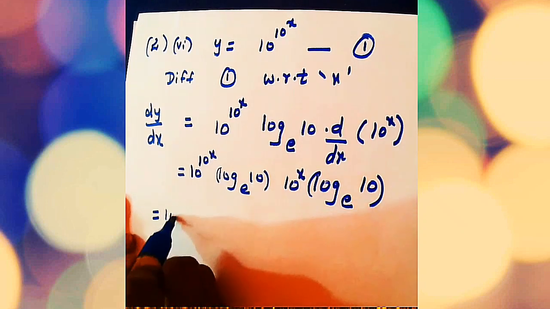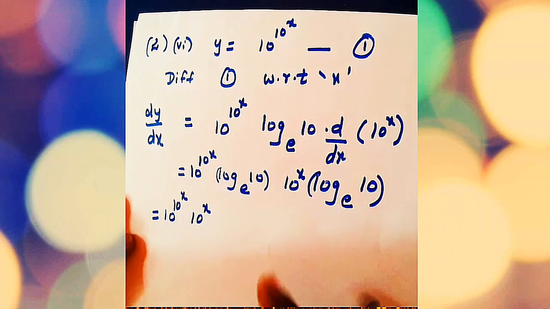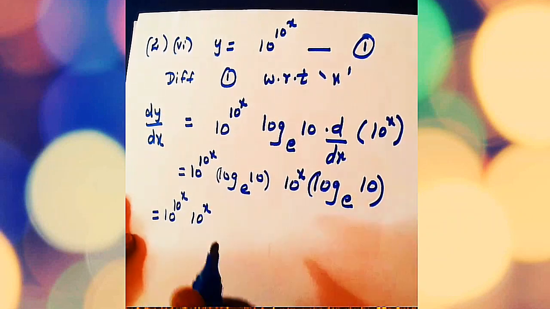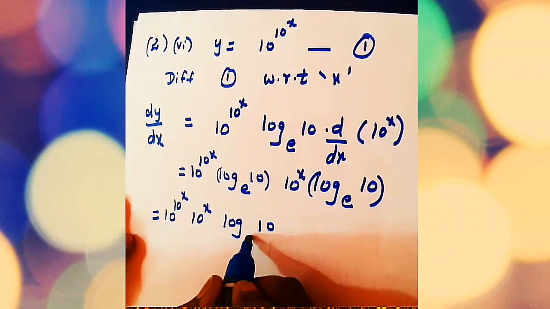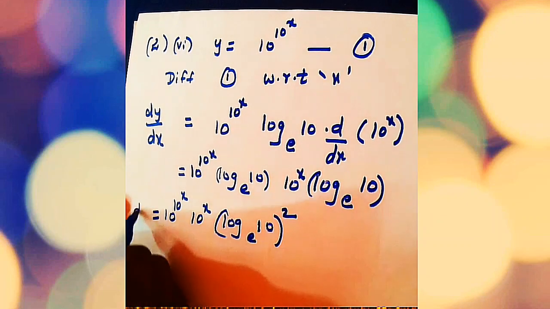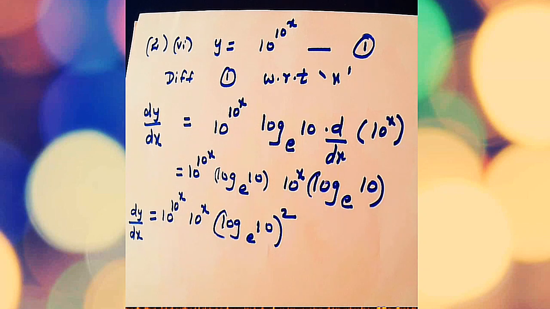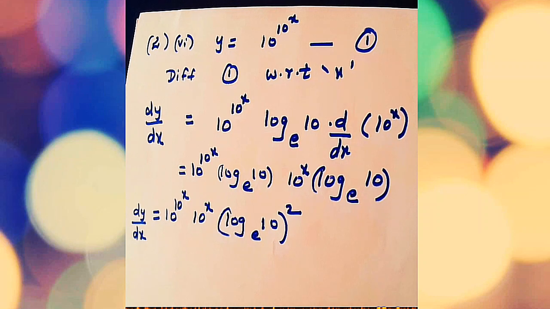Okay, so what we will do, we'll keep 10 to the power 10 to the power x as it is. We'll keep 10 to the power x as it is. Multiplying these two terms, we'll get log 10 to the base e the whole square. This will be your dy by dx. You can have a look. This is the final answer. Okay, students. So with this, we'll come to an end of this topic.